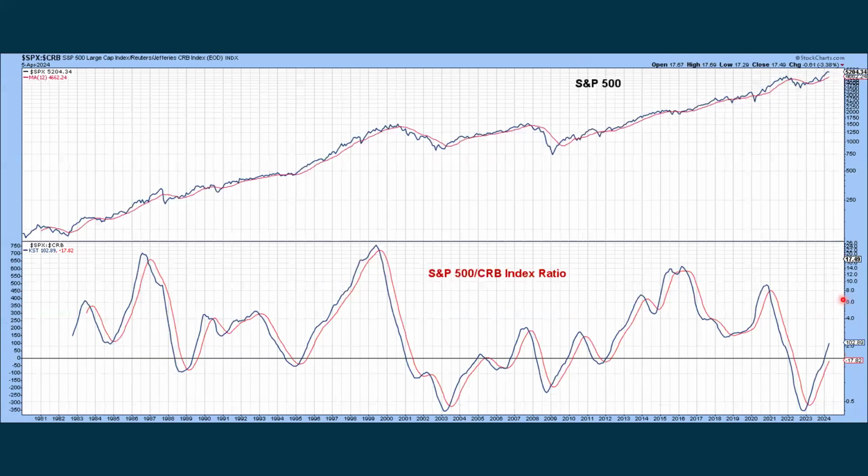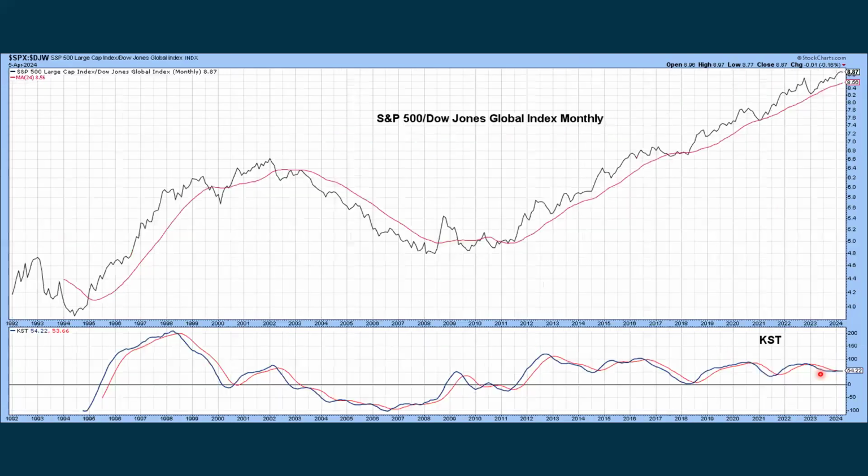And then we look at the S&P 500 on top, and then we look at a ratio between stocks and commodities, showing how even though commodities are bouncing back, stocks continue to outperform. And here's a monthly chart of the S&P, and then another global measurement that we use, showing how the S&P is outperforming. And the KST is showing we're pretty much right on top of the moving average right now after it had been declining since the early part of 2023.